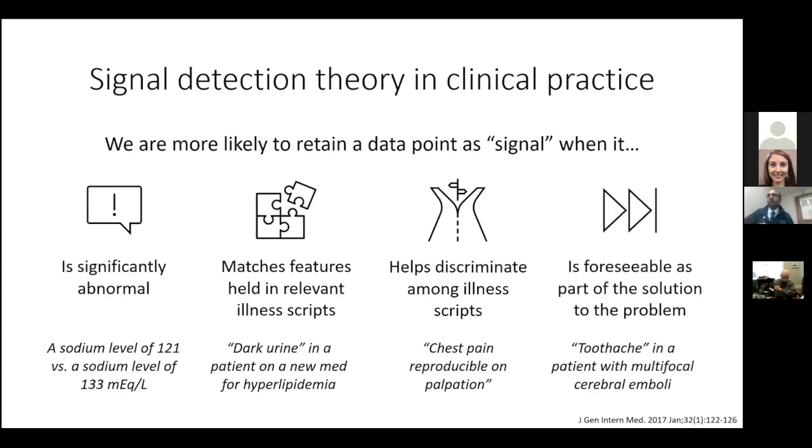data point. And then finally, data that we foresee as the solution to the problem because of our deeper pathophysiologic knowledge or pathophysiologic reasoning about how diseases evolve. So, a patient complaining of toothache, you may not think much of the toothache, but in a patient with multifocal cerebral emboli, all of a sudden that subtle toothache that the patient was noting has clinical significance because it may lead you to the solution to the problem you're trying to solve.